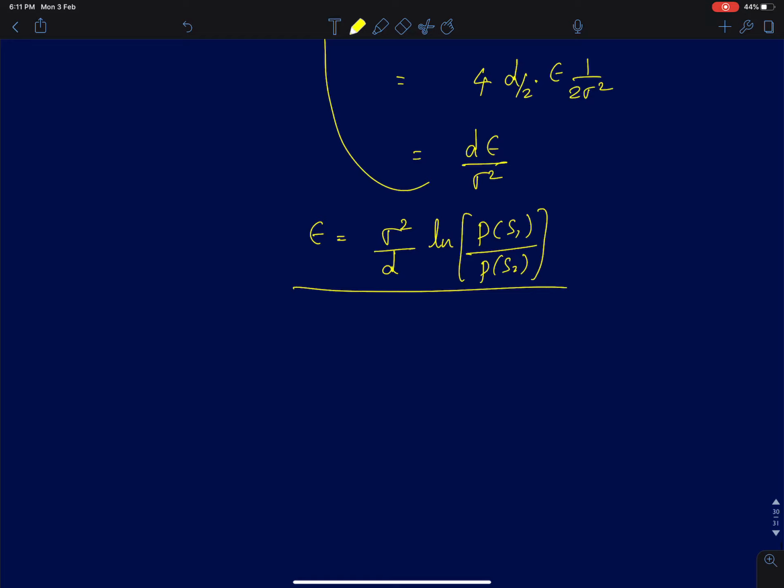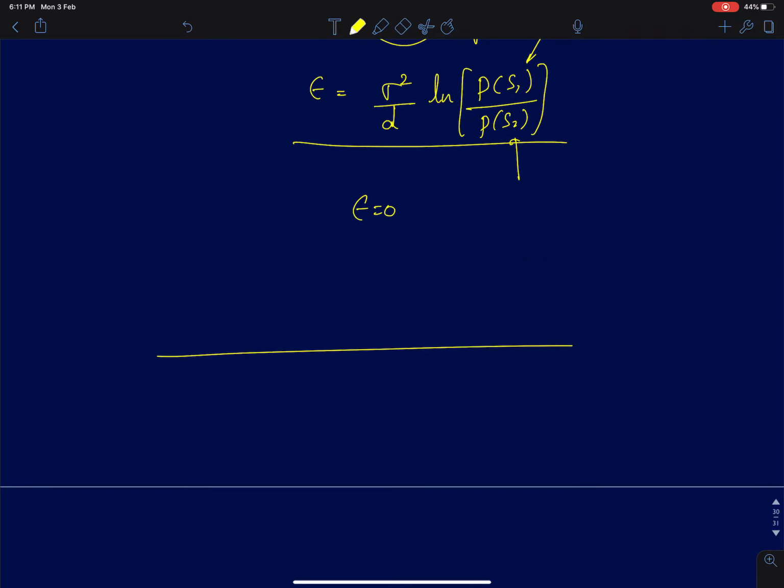Okay. So if they are equiprobable symbols, the probabilities of S1 and S2 are equal, then epsilon will simply be equal to 0. So the region where we are going to cut the threshold, say d by 2 and minus d by 2. For equiprobable symbols, the center, the point exactly equidistant from the two symbols, should be your threshold. So that's what this analysis told us. Only then you will get minimum probability of error.